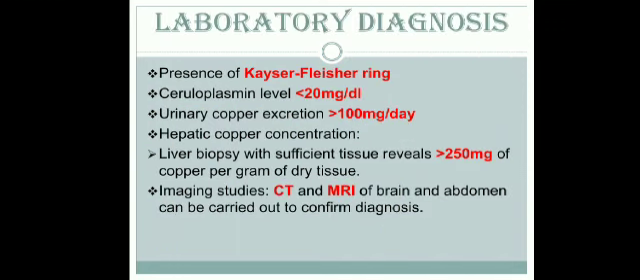Now, the laboratory diagnosis includes the presence of Kayser-Fleischer ring. Ceruloplasmin level will be less than 20 milligram per deciliter. Urinary copper excretion will be more than 100 micrograms per day. Hepatic copper concentration can be assessed by a liver biopsy with sufficient tissue, which reveals more than 250 micrograms of copper per gram of dry tissue. Now, the imaging studies include CT as well as MRI of the brain and the abdomen, which can be carried out to confirm the diagnosis.